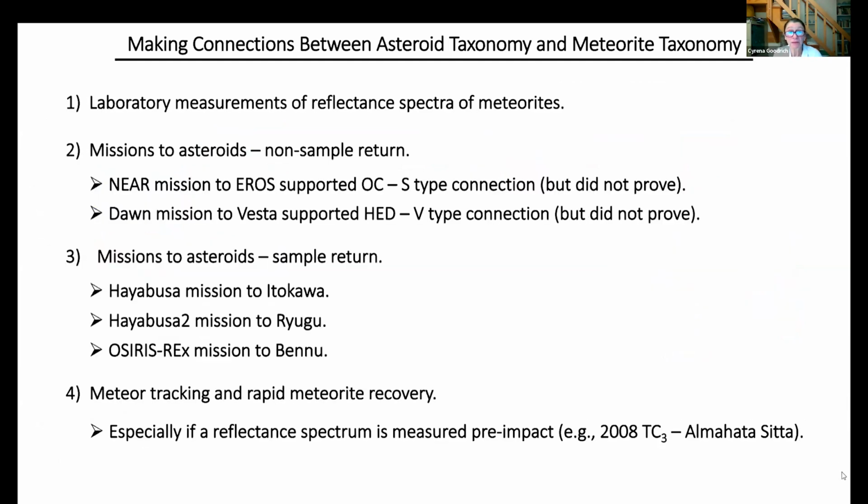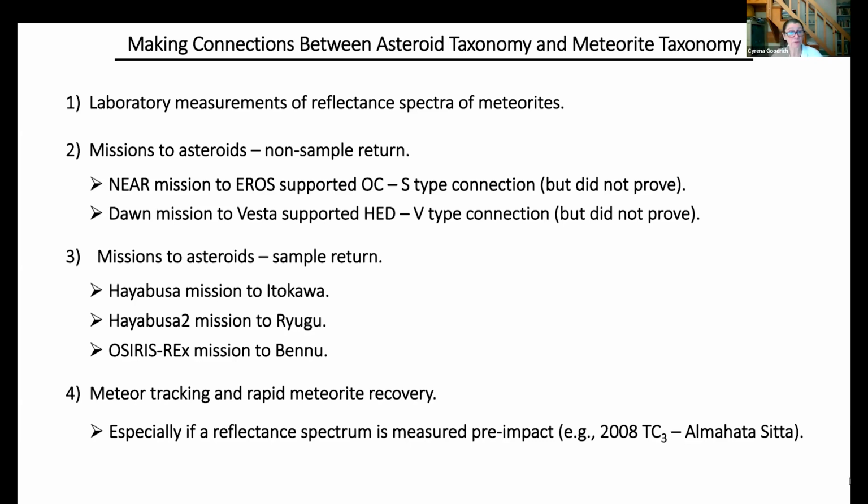So what methods do we have for making connections between asteroids and meteorites? Well, the classic method is laboratory measurements of reflectance spectra of the meteorites and comparison to the asteroid spectra. And there are advances in this type of analysis going on all the time, and I think some of them will be discussed in today's talks.